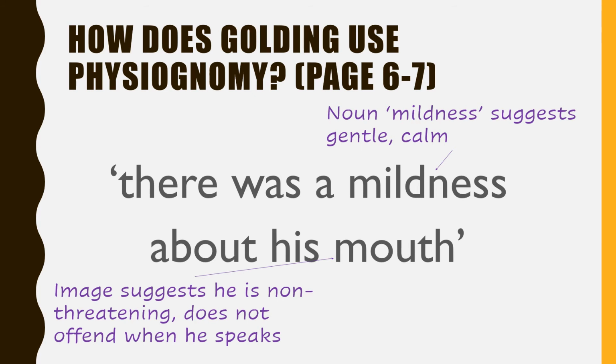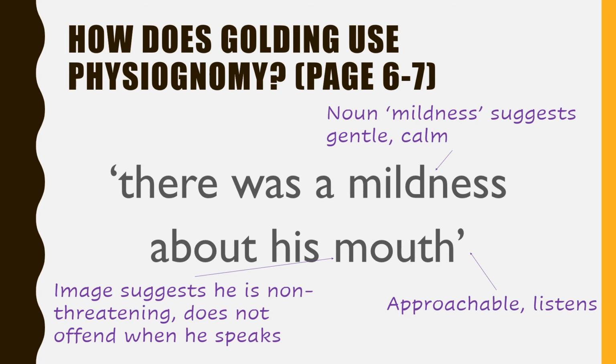He's not offensive when he speaks to others, or he's not offensive in his facial expressions. He's not frowning or grinning at people. There's a mildness there, a calmness. So what this quotation tells us is that he's probably quite approachable, that he listens. He's not quick to react, quick to shout. He's thoughtful before he speaks, because he's mild, he's calm.